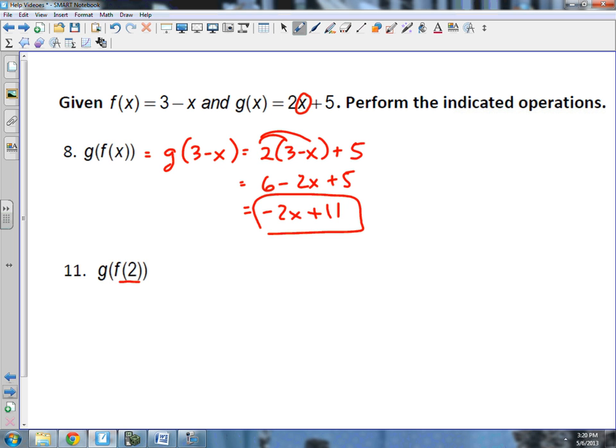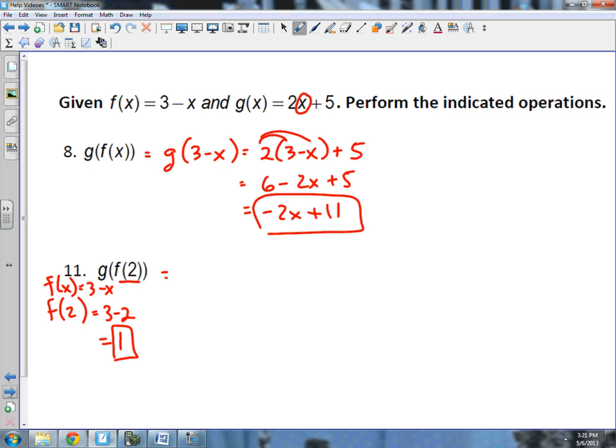Well, it's a little bit different because I'm not plugging a function into g. I'm plugging f of 2 in. So off to the side, I'm going to evaluate f of 2. Well, f of x was 3 minus x. So f of 2 would be 3 minus 2, which is very simply just 1.